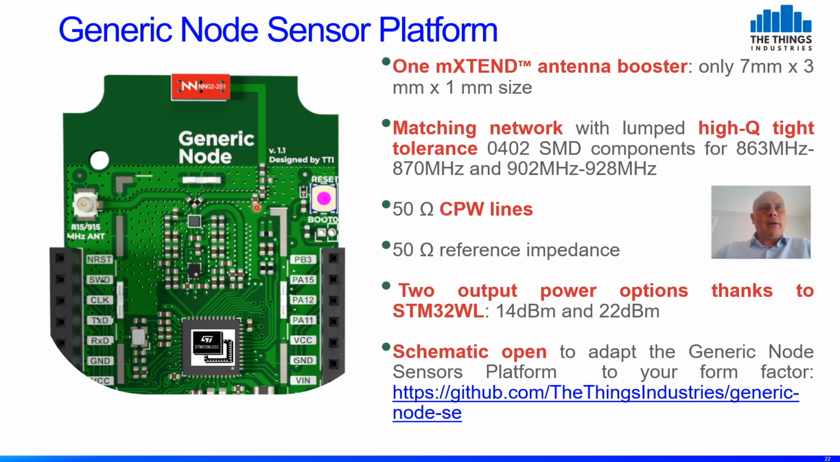Then, after the matching network, before reaching the front-end module part, usually you will have a transmission line. The shorter the transmission line, the better. In this case, this is a 50 ohm transmission line. It's a coplanar waveguide, and you should have vias on each side along the transmission line. In this case, the output power is 14 dBm and 22 dBm, and all schematics are open. You can go to the Think Industries webpage with the generic node, and you can adapt your schematic to your own needs.